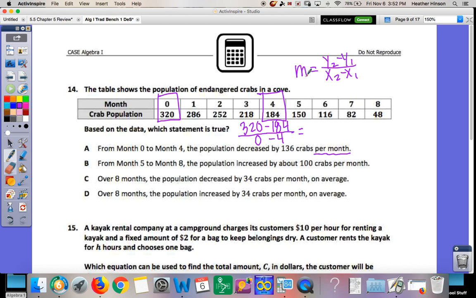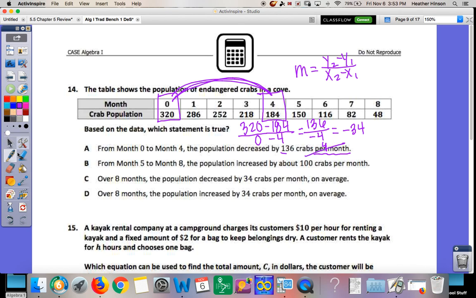Now you do get 136 on top, but this is over 4 months, which ends up decreasing 34 crabs every month, because this is a 4-month interval. So it's not 136 crabs per 1 month, it's 136 crabs every 4 months. Each month is only 34, so that one's out.